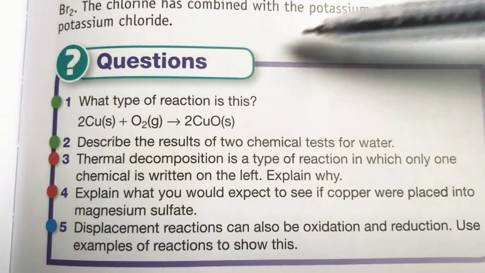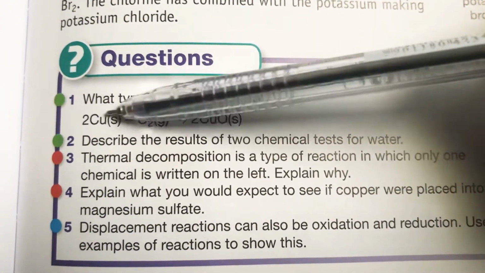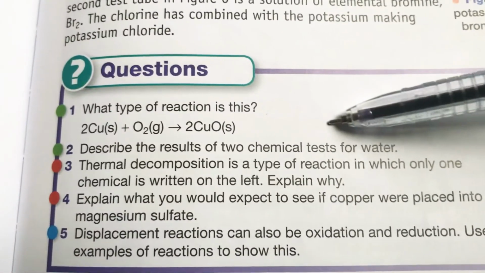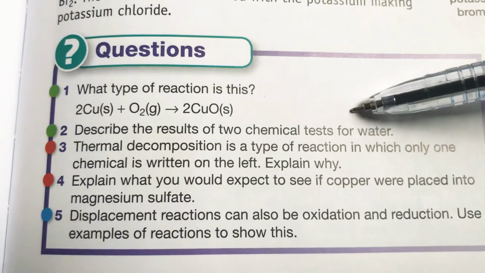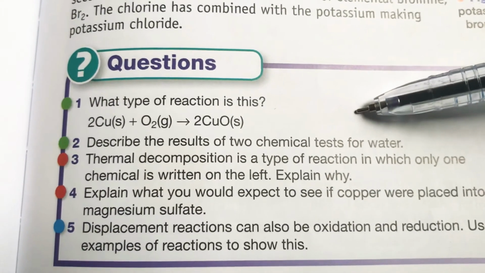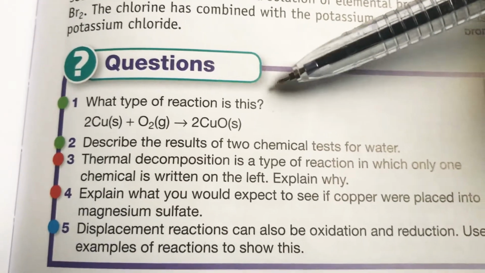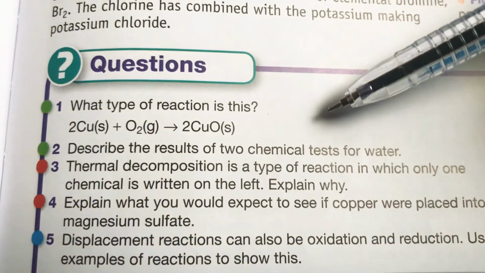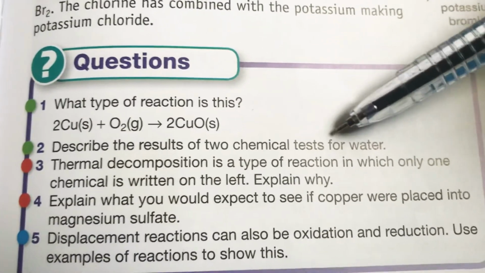So the first reaction over here, it says, what type of reaction is this? Well, this is clearly oxygen joining onto something. This is an oxidation reaction. Describe two chemical tests for water. I hope that you came up with answers that involved anhydrous copper sulfate and anhydrous cobalt chloride. Remember to say what they were before in terms of colour. So the anhydrous copper sulfate was white, it turns blue. The anhydrous cobalt chloride, which you can state as cobalt chloride paper, starts from blue and it goes to pink.